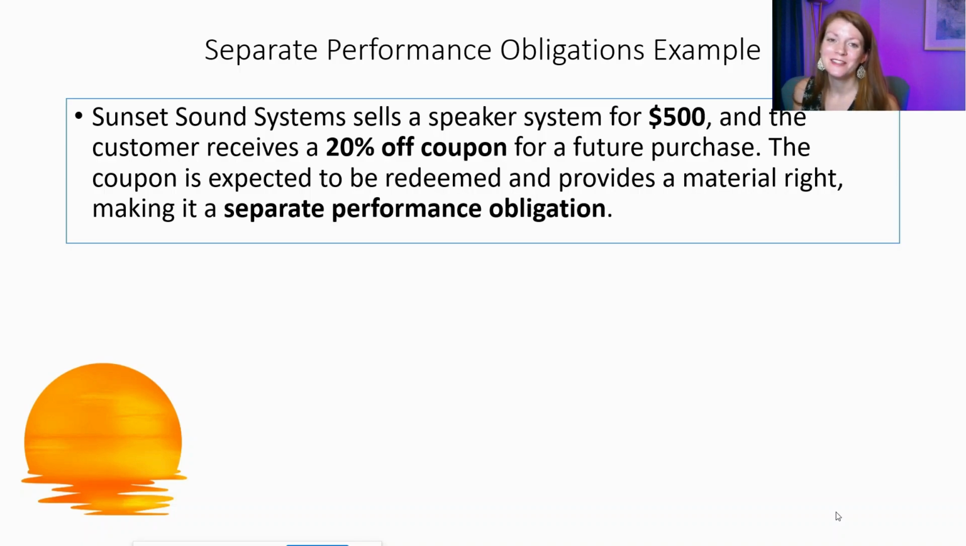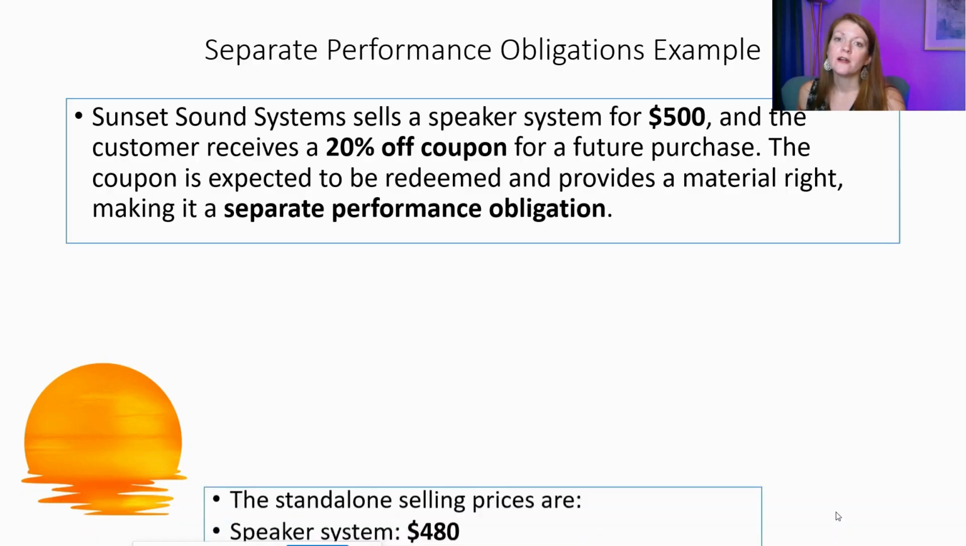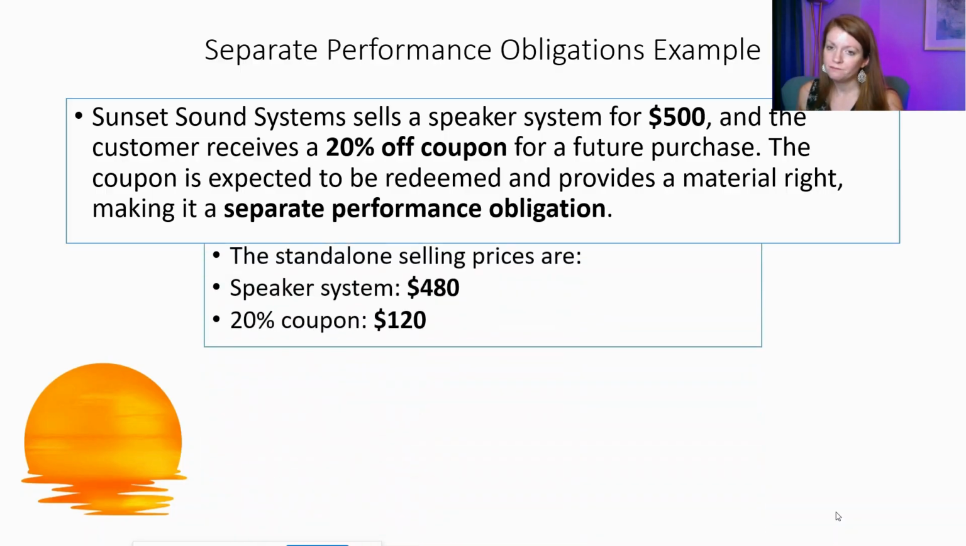They sell a speaker system for $500, and the customer receives a 20% off coupon for future purchases. The coupon is expected to be redeemed and provides a material right, making a separate performance obligation. Have you ever bought something and gotten a coupon to go along with it because they want you to come back and buy more? Well, that's what's happening here. They sell the $500 speaker, they give a 20% coupon. The standalone price of the speaker would normally be $480.